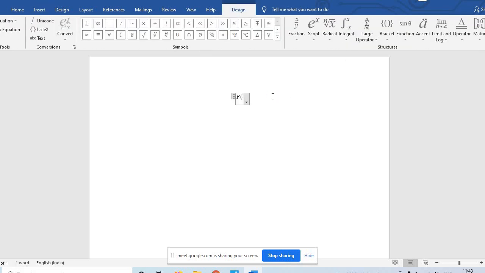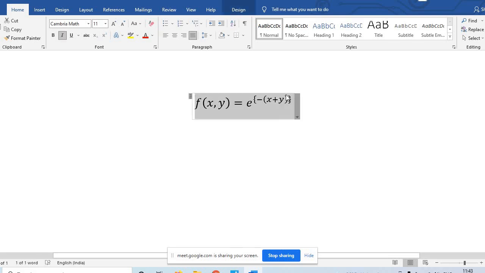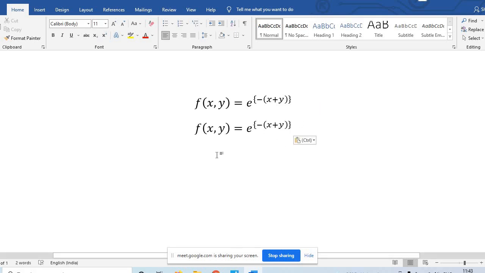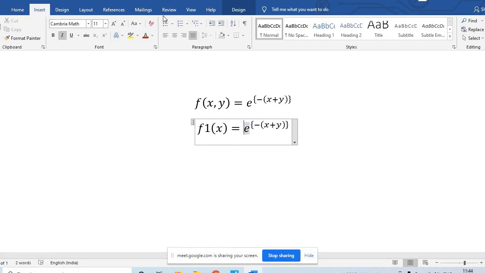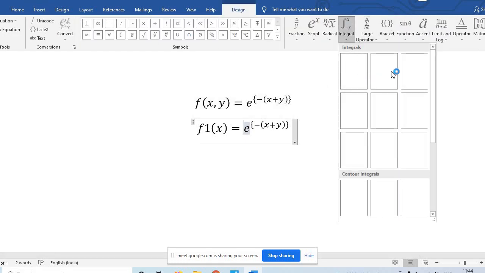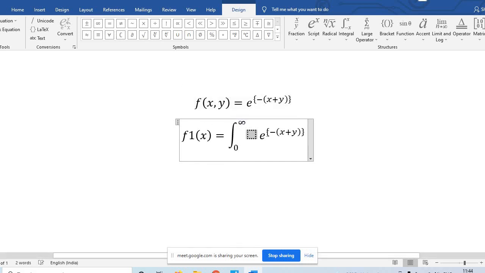f of x comma y equal to e raised to minus (x plus y). We have to find out the marginal PDF. What is marginal PDF? f1 of x equal to, so we have to integrate with respect to y. The range of y is 0 to infinity, f of x comma y dy.